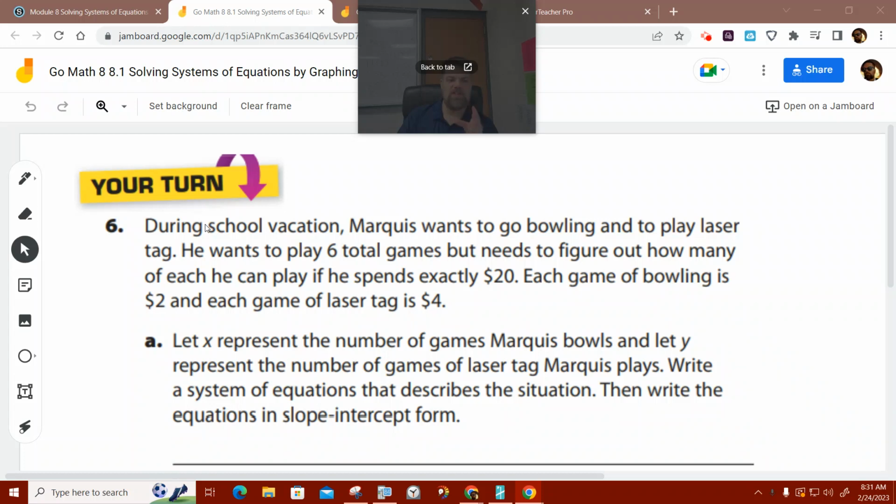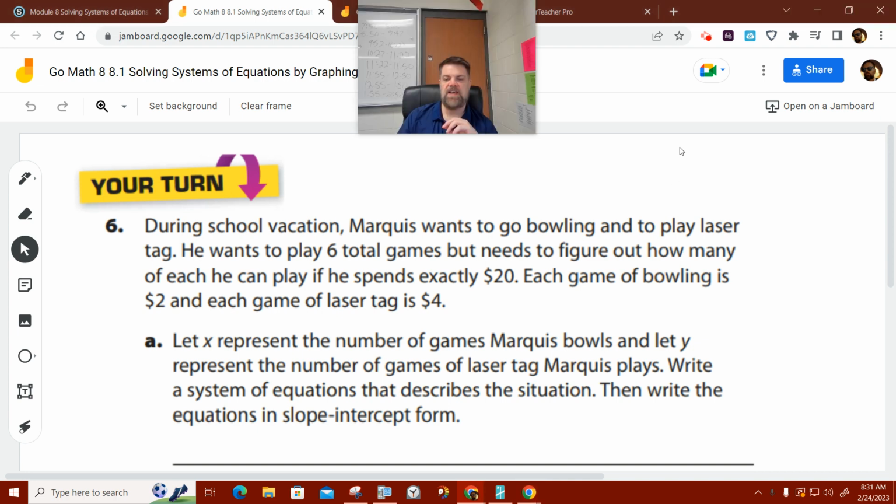All right, so this one says, during a school vacation, Marquise, no, I said it right, wants to go bowling and to play laser tag. He wants to play 6 games total, but needs to figure out how many of each he can play if he spends exactly $20. Okay, so he's going to play 6 games. It sounds like he's going to do bowling or laser tag, but he can only spend $20.